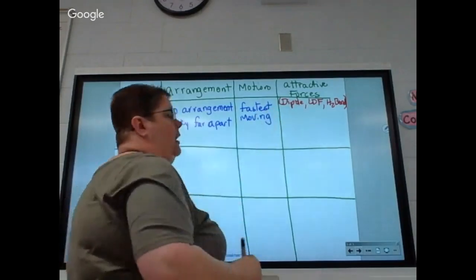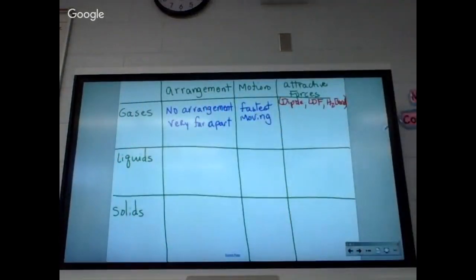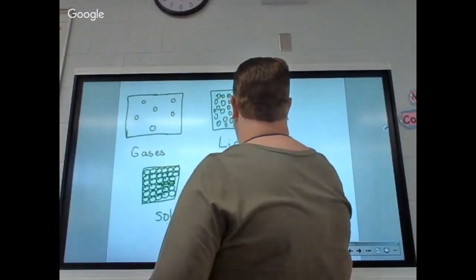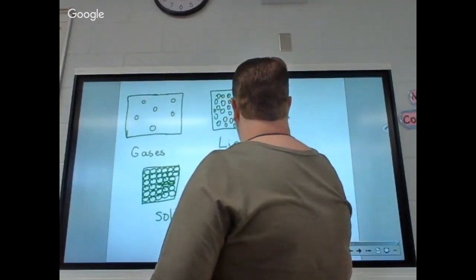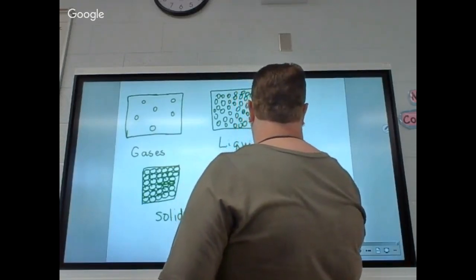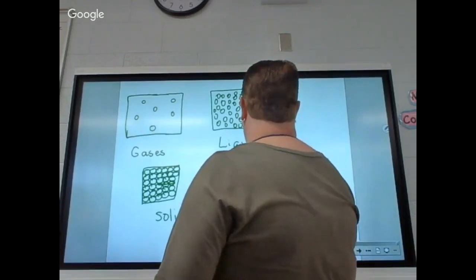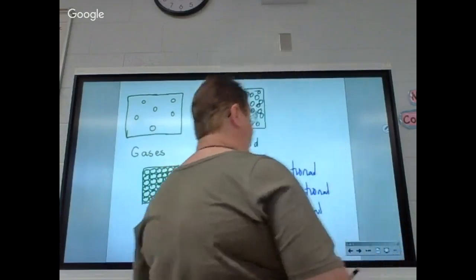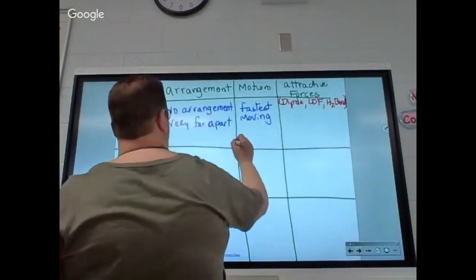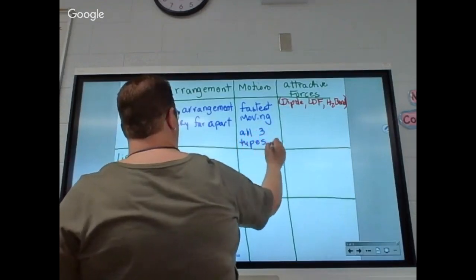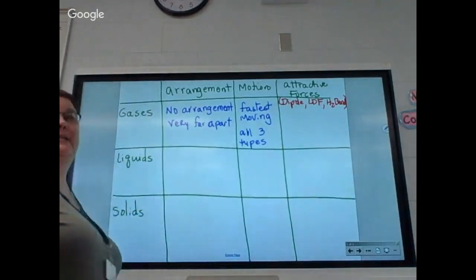All right, now, do you remember the three kinds of motion we talked about? Vibration. Okay, so we had vibrational motion. What was another one? Translation. Translational. Rotation. Very good. And rotational. Which one of these do gases have? All three. Very good. So they have all three types of motion: vibrational, rotational, and translational.